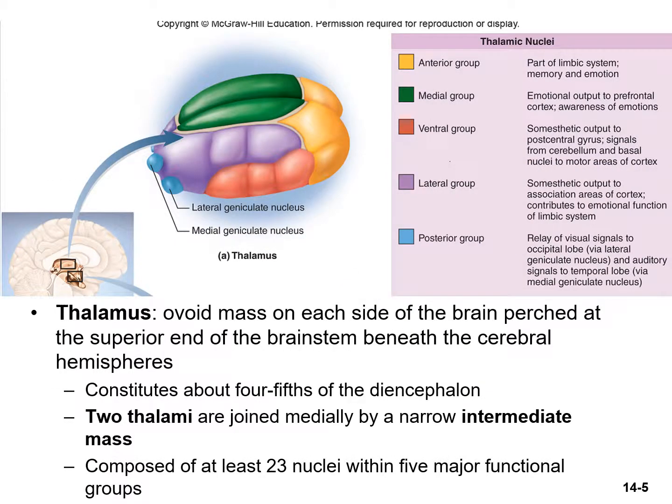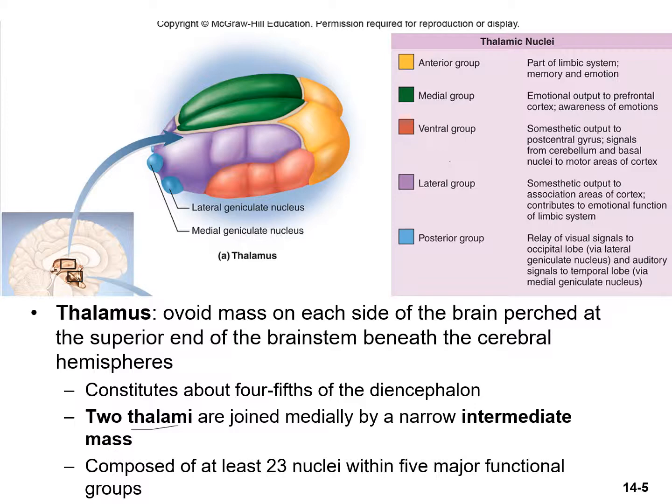Okay, so the thalamus is an ovoid mass on either side of the brain. So there's one thalamus in either cerebral hemisphere. Two thalami would be the plural form here. And it is perched at the superior end of the brainstem, but technically beneath the cerebral hemispheres. So the thalamus, or thalami, constitute about 4/5 of the diencephalon. They are joined together by a narrow intermediate mass, and they're comprised of at least 23 nuclei within 5 major functional groups, which are shown here in this figure.